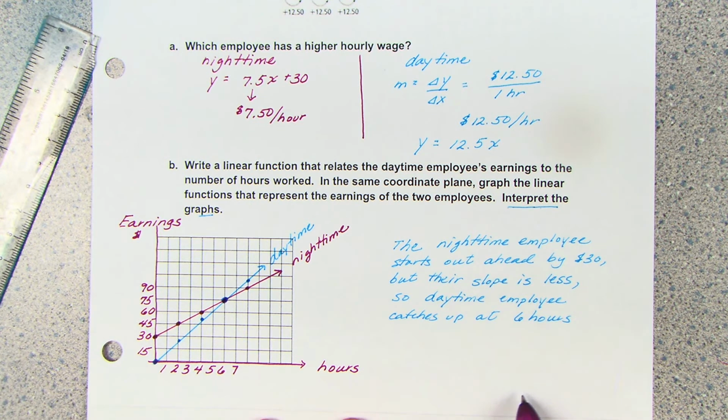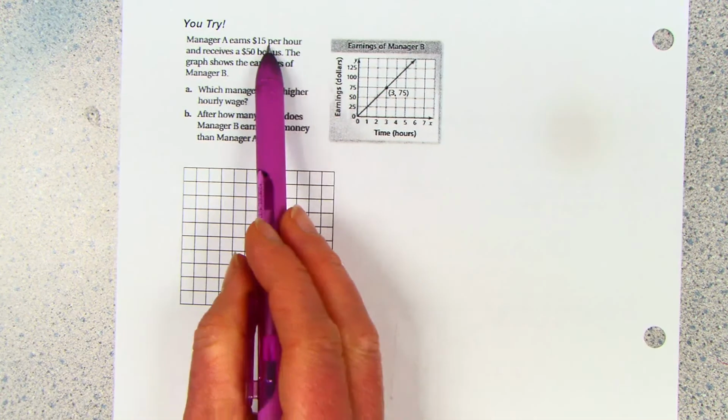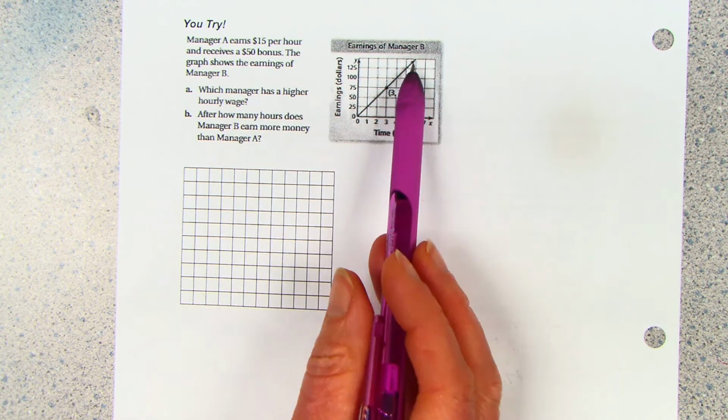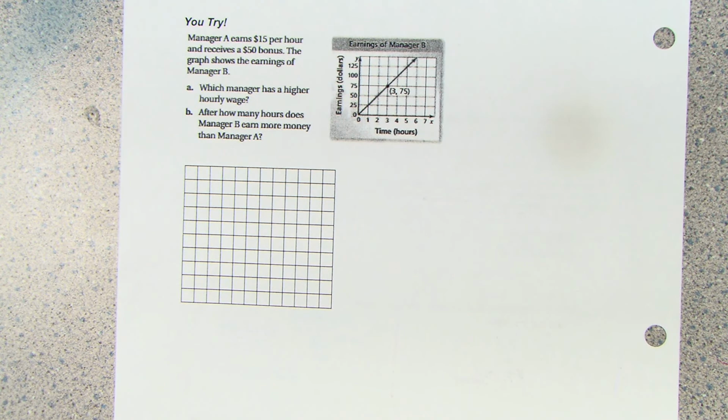There is one you try on the back. And it's very similar. You've got a manager earning $15 an hour with a $50 bonus, and the graph shows manager B. So you'll have to compare the two.